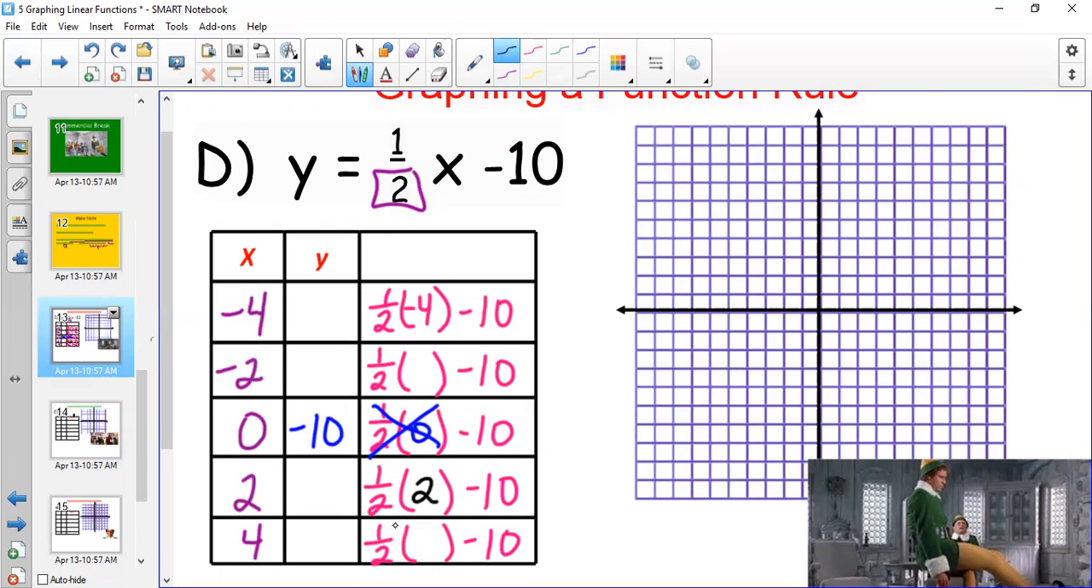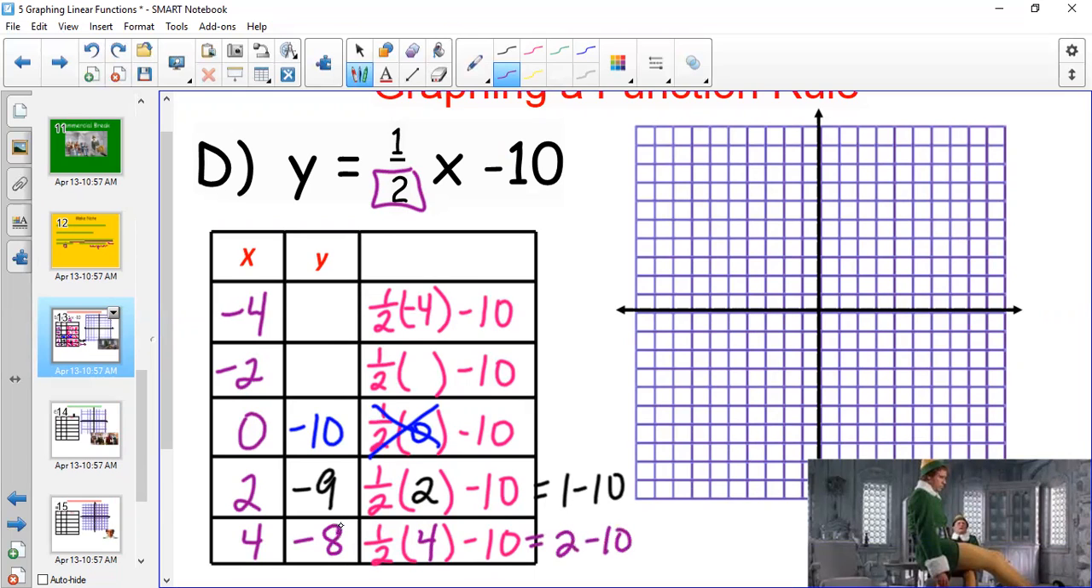What's a half of 2? Well, I know that half of a 2 is 1. So 1 minus 10 is -9. All right, next up, I'm going to do the next positive, 4. Half of 4, I know is 2. 2 minus 10 is -8.